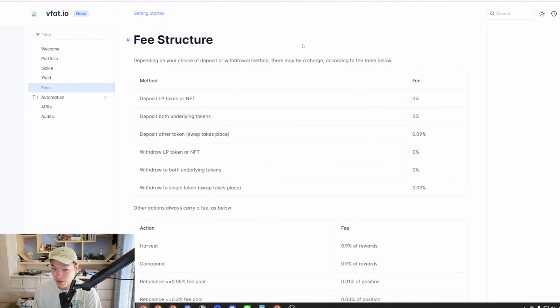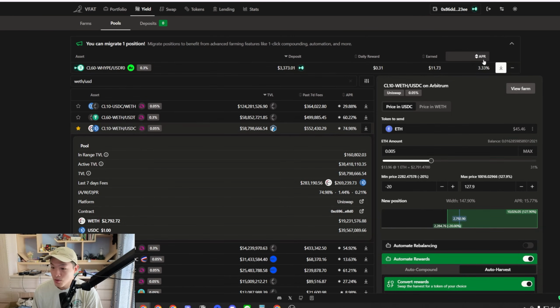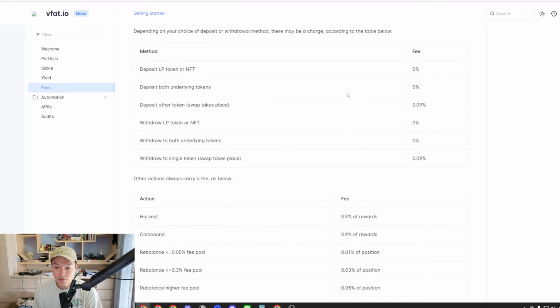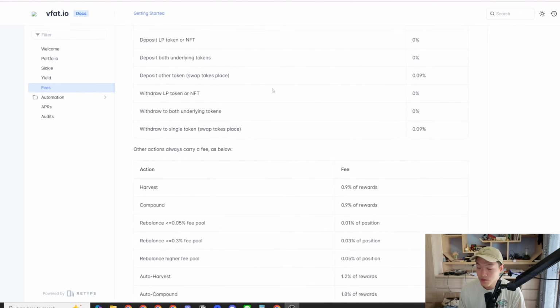And let's take a look at that right now. So in their docs, you could see here, if you're depositing the NFT directly manually, like for example, I have this Hyperliquid pool. If I were to deposit manually, because I make all my swaps manually, right? That's what you want to do if you have a lot of capital, so you could save on the fees. If you're depositing both underlying tokens, like for the example of Ethereum to USDC, if I deposit those two tokens separately, then it would be free, right? But if I deposit only Ethereum, for example, and vFat automatically swaps it for me, then there's a small 0.09% fee. If I withdraw my NFT or my liquidity, then it's 0% fee.